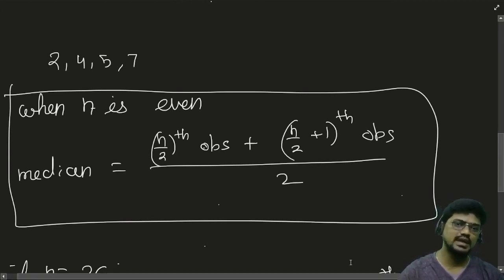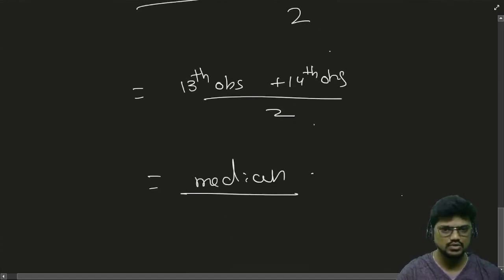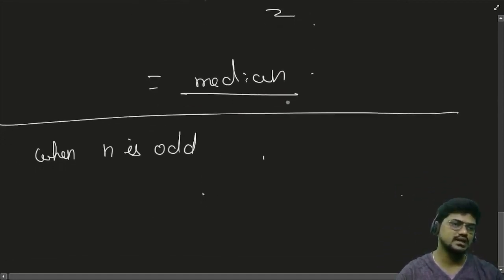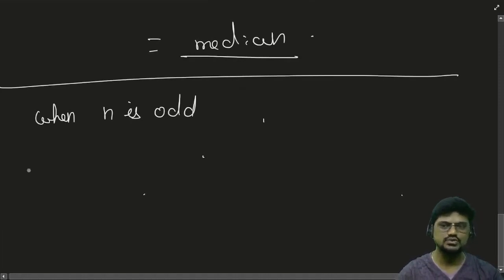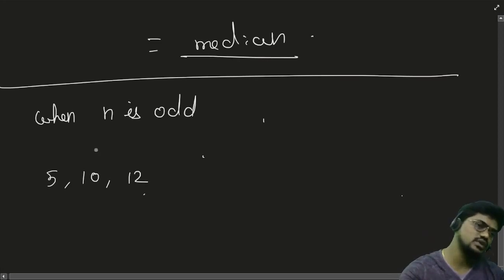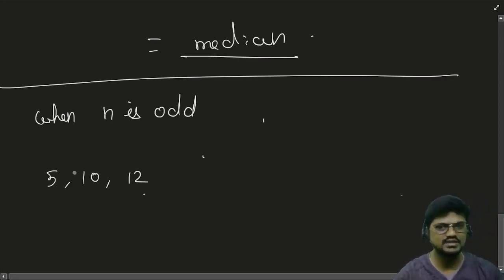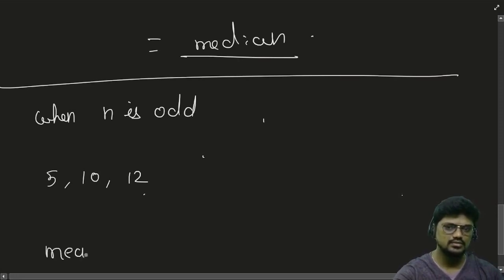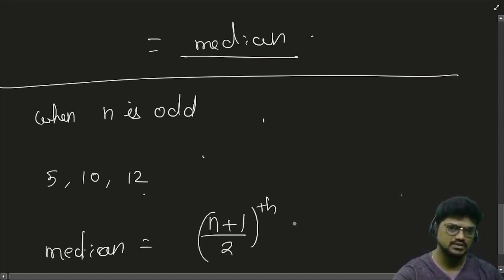Also when n is odd, let me give you an example of an odd number of observations. Suppose you have the observations 5, 10 and 12. If I give you only 3 readings, which will be the median? You will easily say that is 10, the second observation. But how do you get this? If n is odd, then your median will be the n plus 1 by 2th observation.